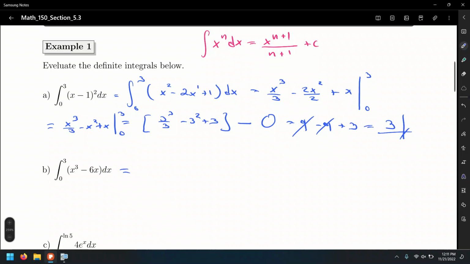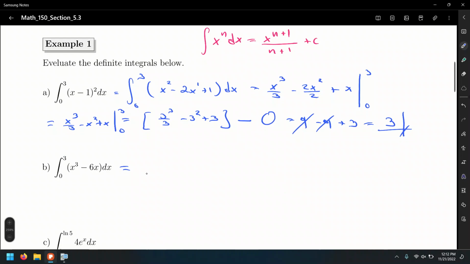Let's go about letter B. Evaluate also the integral from 0 to 3 of x cubed minus 6x. Using the general power rule again, add 1 to the exponent, x to the 4, divide by the new exponent, minus 6x squared over 2, and evaluate that from 0 to 3. You might want to simplify the second term, that is 6 divided by 2. That's x to the 4th over 4 minus 3x squared from 0 to 3.